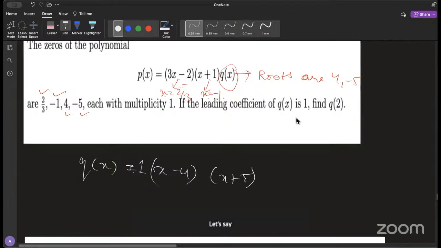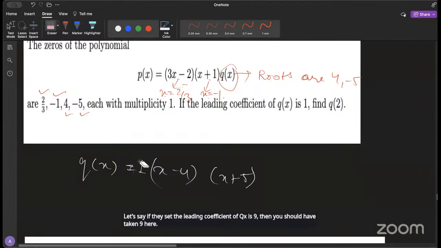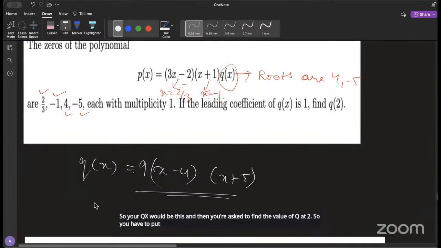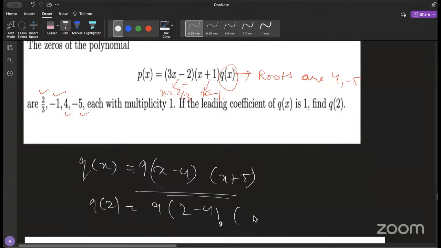Let's say if they said the leading coefficient of Q(x) is 9, then you should have taken 9 here, right? Then this will become 9. So your Q(x) would be this. And then you're asked to find the value of Q at 2. So you have to put x equals 2 here. Q(2) is 9 times (2 - 4) times (2 + 5). That's it. That's how you have to solve.